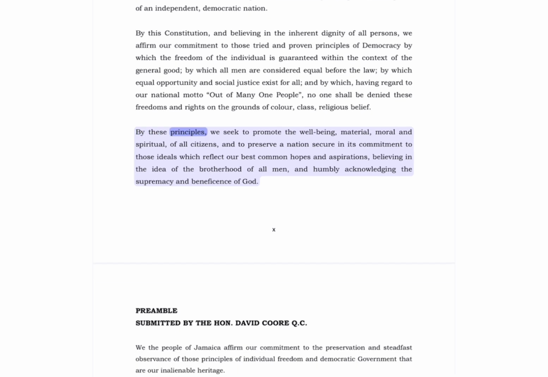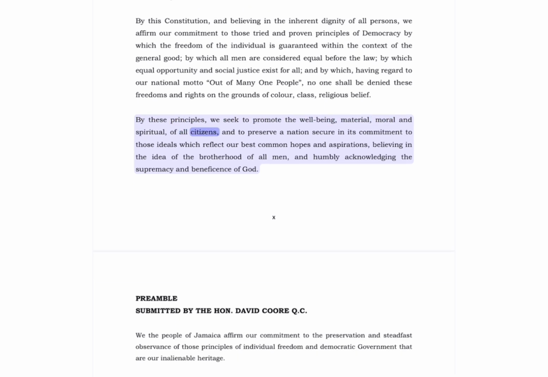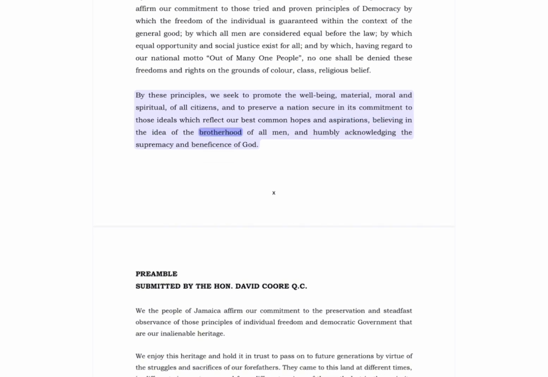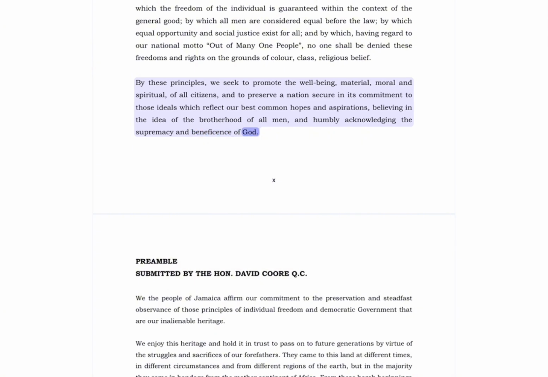By these principles we seek to promote the well-being, material, moral, and spiritual of all citizens, and to preserve a nation secure in its commitment to those ideals which reflect our best common hopes and aspirations, believing in the idea of the brotherhood of all men, and humbly acknowledging the supremacy and beneficence of God.